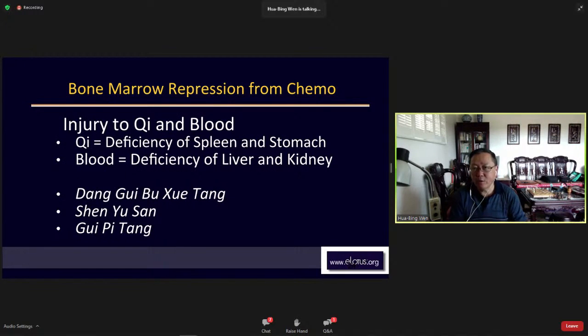For bone marrow suppression from chemo, we look at qi deficiency and blood deficiency, because that's where blood cells are generated. We can use 当归补血汤, 圣愈汤, and the one I like to use a lot is 归脾汤.